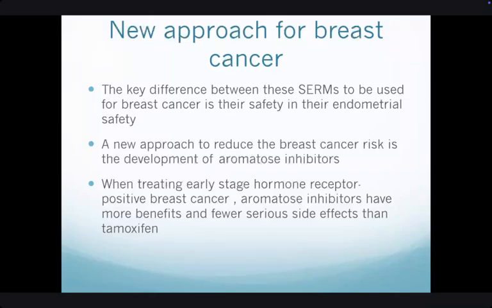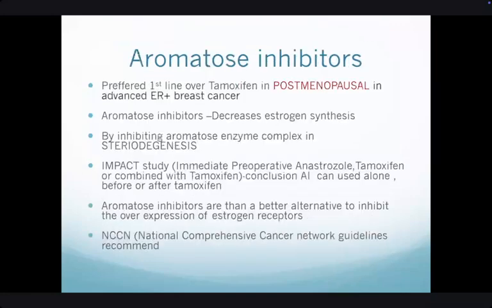When treating early-stage hormone receptor positive breast cancer, aromatase inhibitors have more benefits and fewer serious side effects than tamoxifen. As adjuvant therapy, aromatase inhibitors have been studied and demonstrated clinical benefits compared to tamoxifen in postmenopausal women. It is used as a preferred first line over tamoxifen in advanced estrogen receptor positive cancer, as it decreases estrogen synthesis, as I've shown you in that first diagram. It does this by inhibiting the aromatase enzyme complex in steroidogenesis.